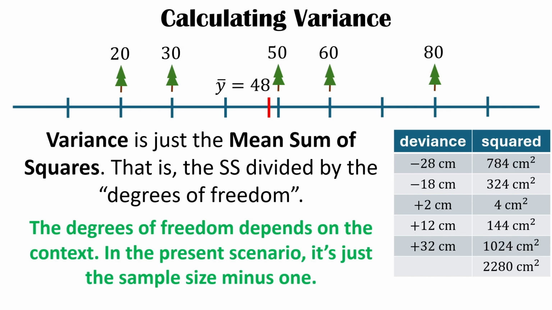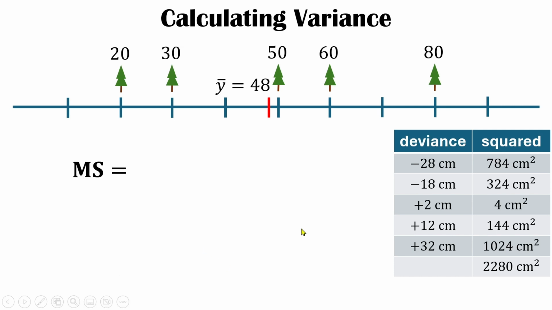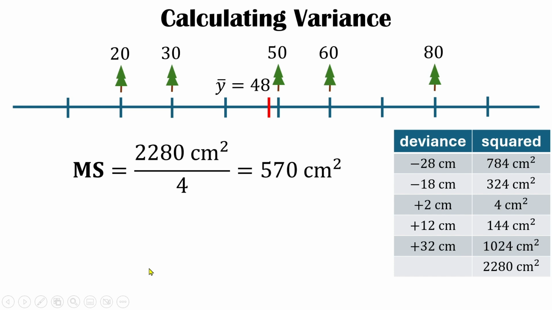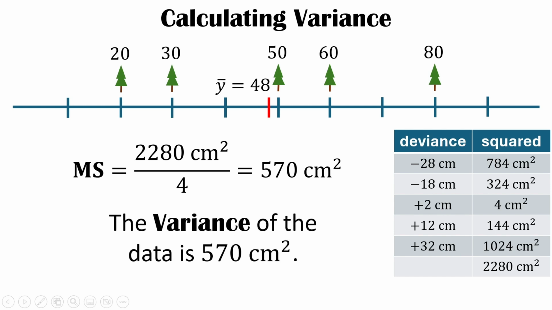This degrees of freedom depends on the context. In other words, it depends on the statistical model that you're looking at. In this present scenario, the degrees of freedom is just the sample size minus 1. So, in this case, the mean sum of squares is just the sum of squares divided by the sample size minus 1. And so we get 570 centimeters squared. So the variance of this data set is 570 centimeters squared. The variation is 2,280. The variance is 570.